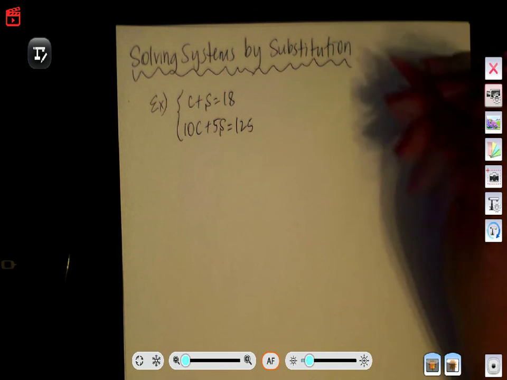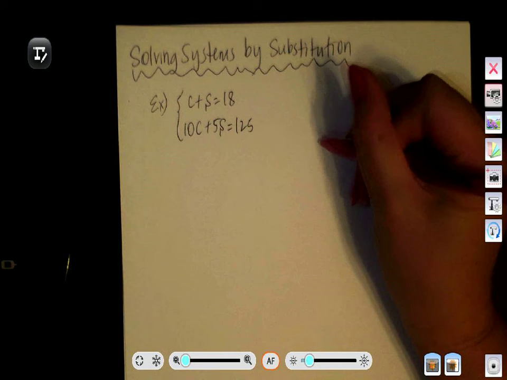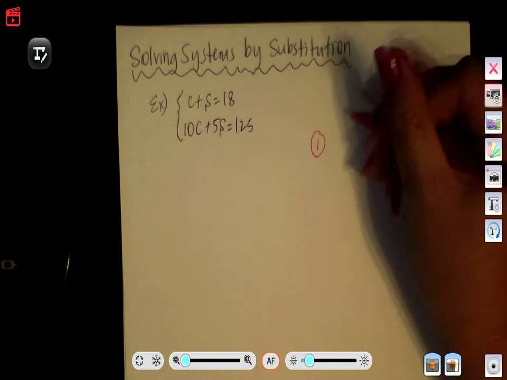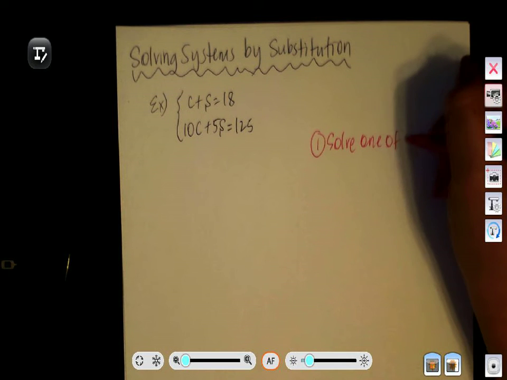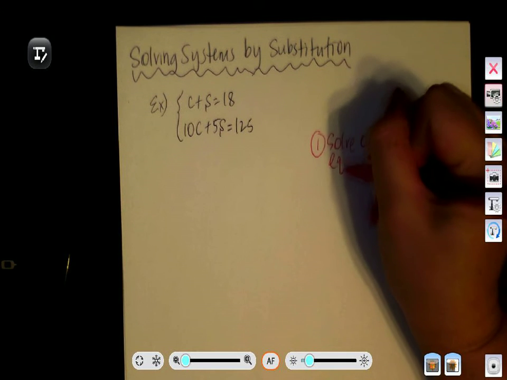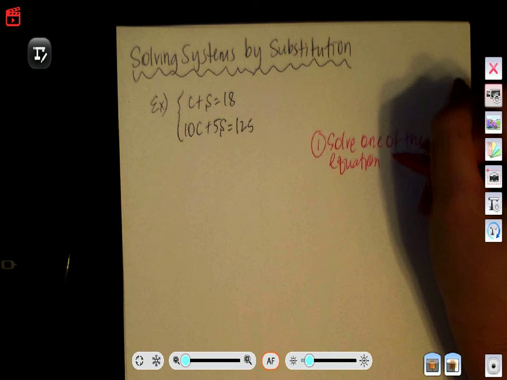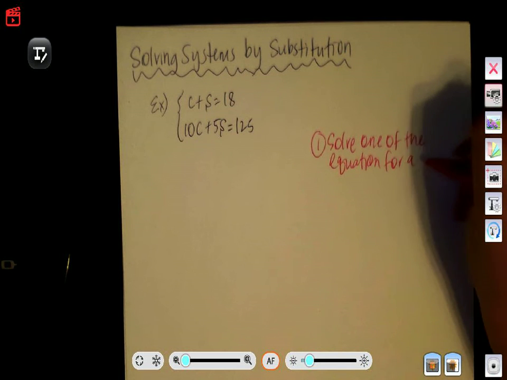To be able to do substitution, when you have the question, the first thing that you're going to do is solve one of the equations for a variable.